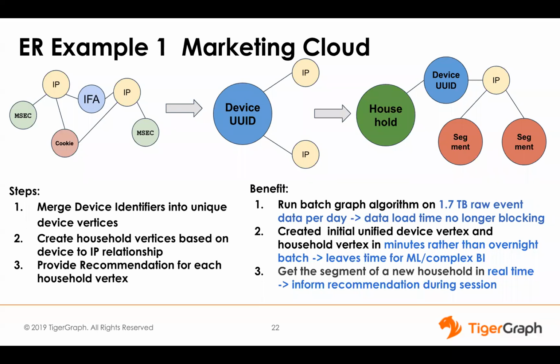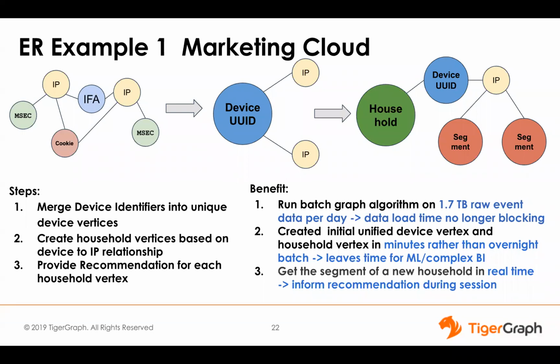Creating the initial unified device vertex, in this case for households, was happening in minutes rather than in an overnight batch. That allowed them to do much more interesting things during the overnight period, particularly running their machine learning, running their complex BI reports, and running multiple iterations of that overnight. That allowed them to get into the machine learning space, which they wanted to get to, but they found it was taking so long to prepare the data in the first place that they weren't able to do it.